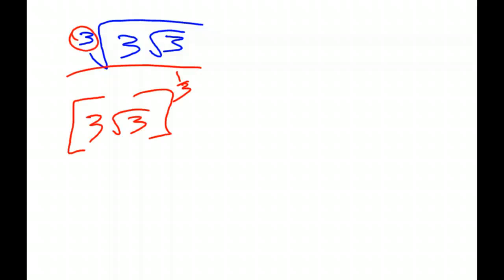Okay, so first of all, we're going to take our index and turn it into an exponent. So the cube root of the square root of 3 becomes the square root of 3 to the 1/3 power. Then we're going to go inside further. We started with the outside, now we're going to go further inside and change our other radical.